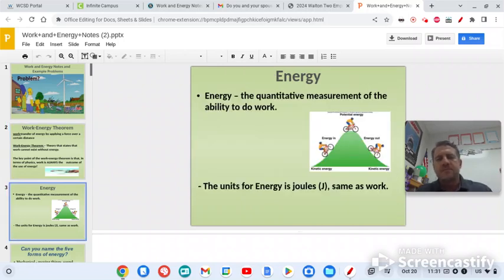And energy is a measurement of the ability to do that work. It's a quantitative measurement, which means it's a numbers-based measurement. So I'm going to say, I used 10,000 joules of energy, and joules is the unit we use for energy. All right, so it's the same as work. If I did 10 joules of work or 10 joules of energy, we're talking about the same thing there, kind of a little bit, okay?